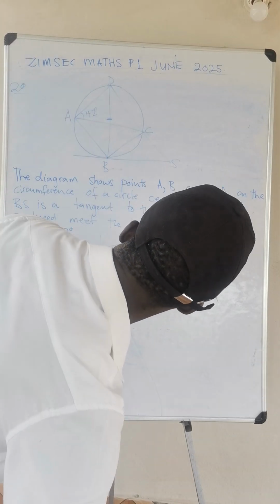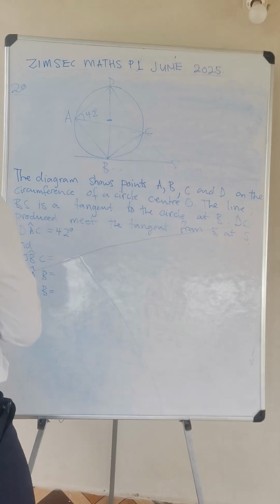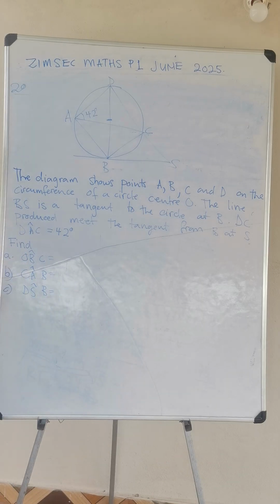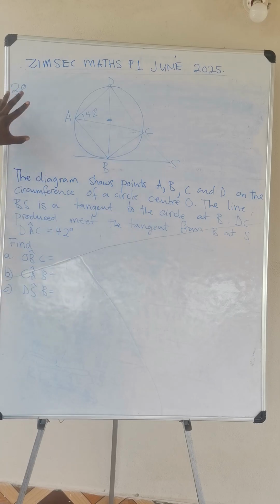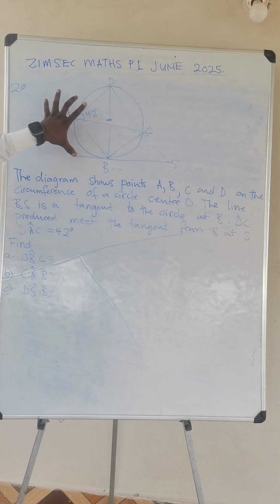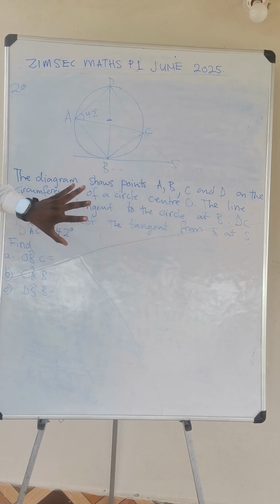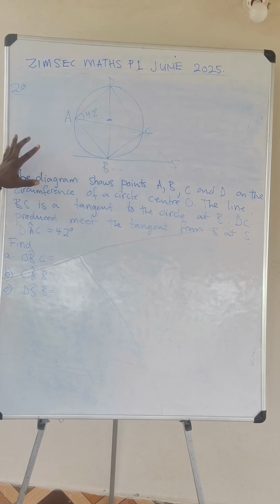All right. So this is question number 20. It's Bosbana. I think you all know me. So it's Zimsec Mathematics Paper 1 June 2025. It's a continuation. Okay, so we are now on number 20. This is question number 20. It's a diagram related to circle geometry topic.